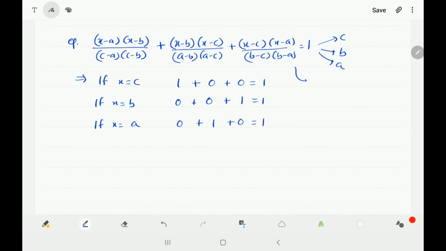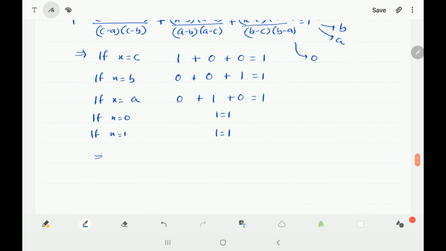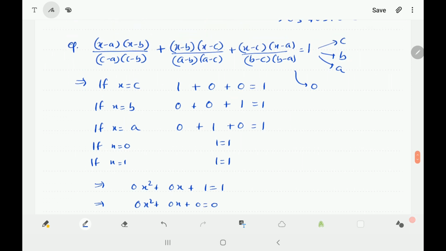Now you can pause the video for a while and try to put 0. If you put 0 in this equation, then also it will become 1 is equal to 1. If you put x equal to 1, this will also become 1 equal to 1. Hence what we are finding is that this equation results in 1 for all the values of x. So if you simplify this equation, it will result in 0x² + 0x + 1 = 1, and if you take this 1 from the right hand side to the left hand side, this will become 0x² + 0x + 0 = 0. Hence we can say that this is an identity in x. It will be satisfied for all the values of x.